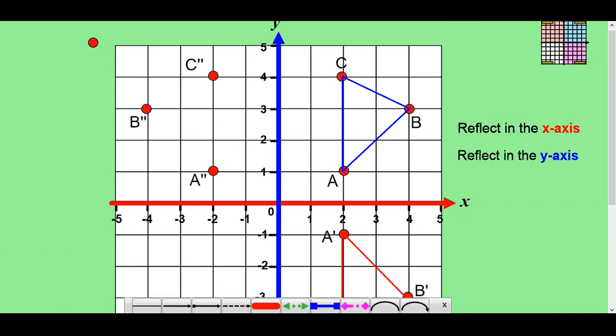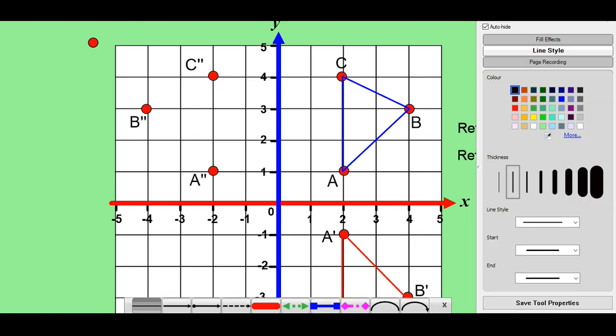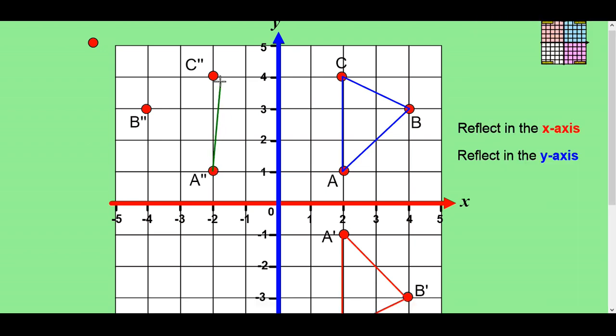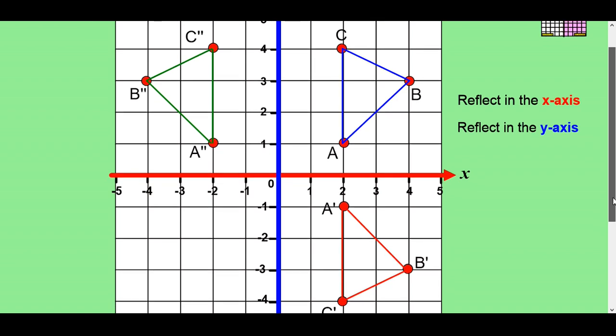Okay, I'll just finish this off by joining them up. Again, I'll make them a slightly different colour. There we have it. Okay, so that is how to reflect in the x-axis and the y-axis and label your new coordinates with dashes.